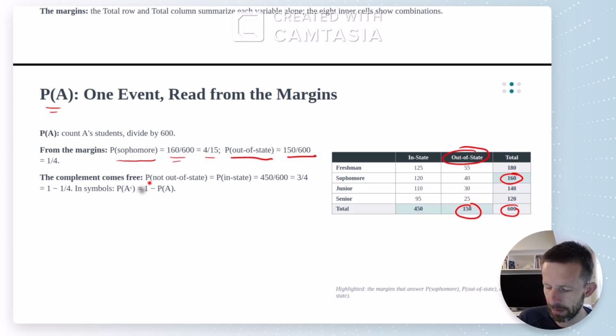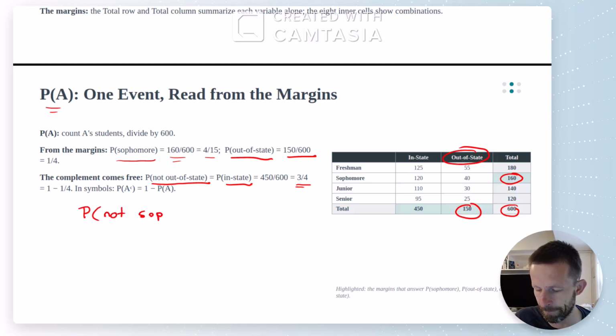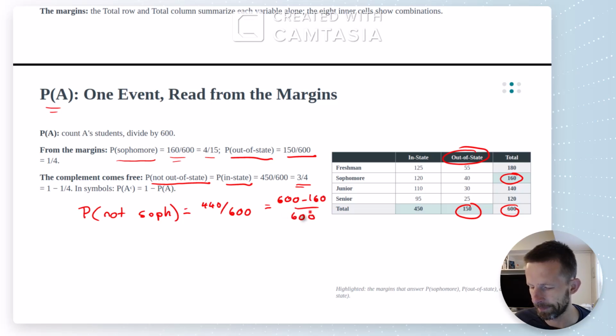So the complement, the probability of someone not being out of state, is the probability of in-state, which is 3 out of 4. And the probability that someone is, for example, not a sophomore, I would take all the sophomores and subtract from 600. So probability of not sophomore, I would take 600 minus 160, so 440 out of 600. That's 600 minus 160 divided by 600.